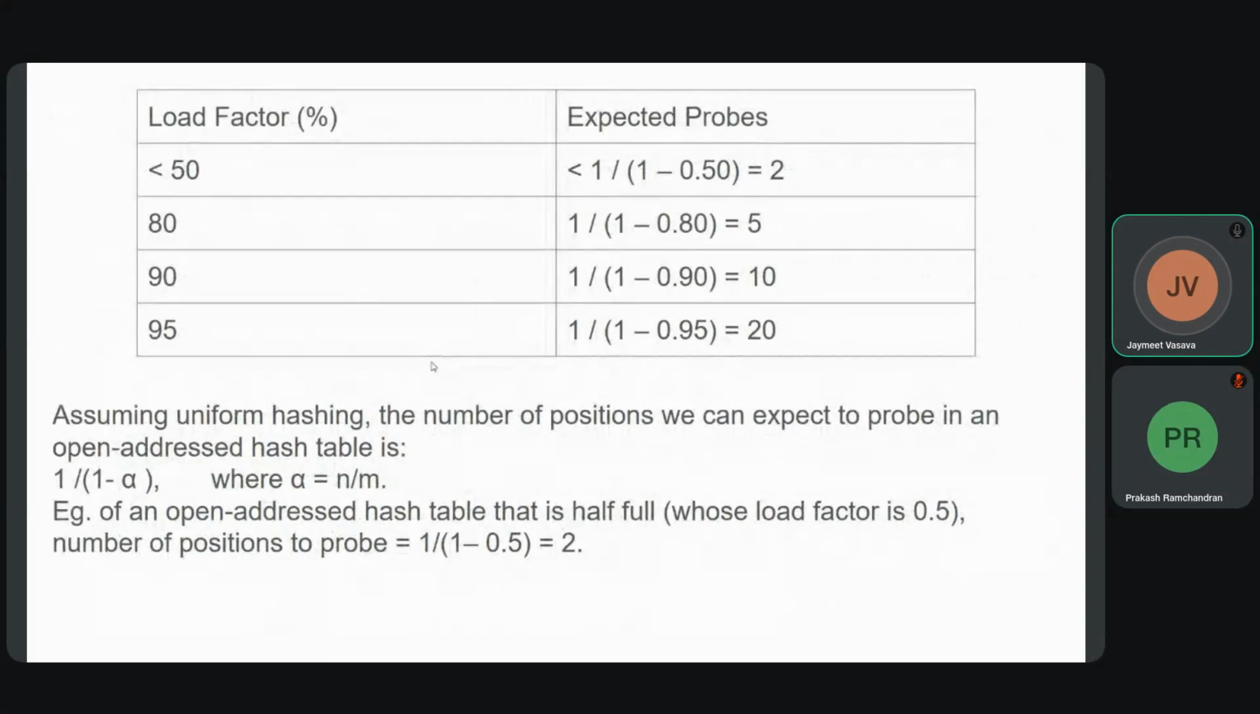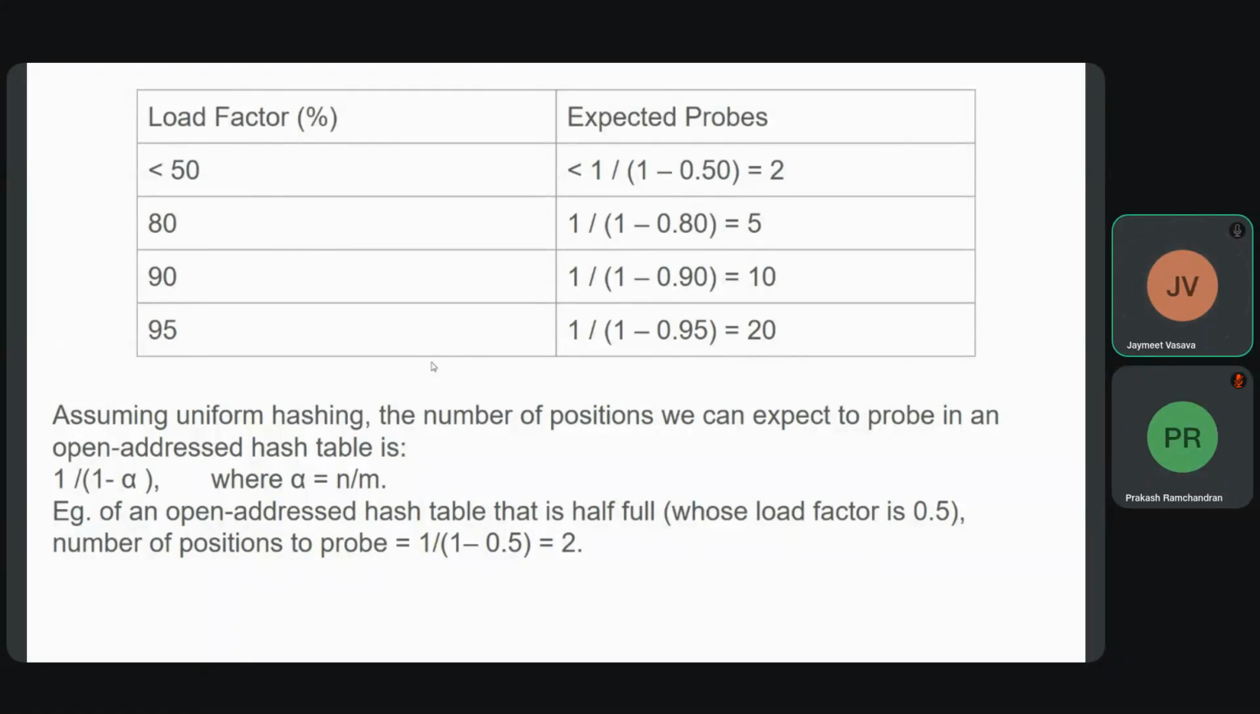So, assuming we are hashing uniformly, the number of positions we can expect to probe in an open address hash table is 1 divided by 1 minus alpha. Alpha is the load factor, and alpha's value is n by m. For example, an open address hash table that is half full means that the load factor is 0.5. The number of positions we have to probe to find the element is 2.